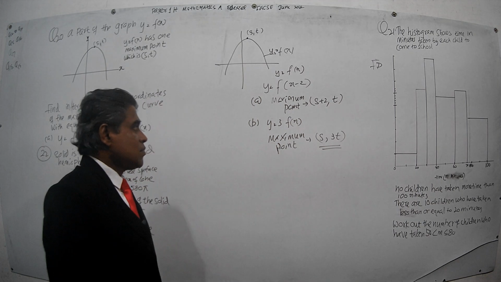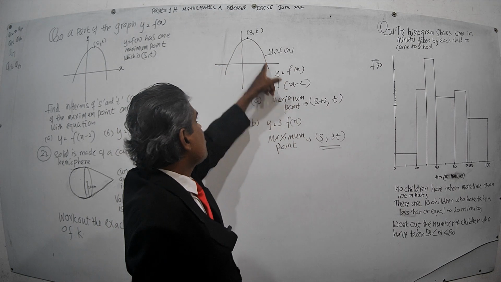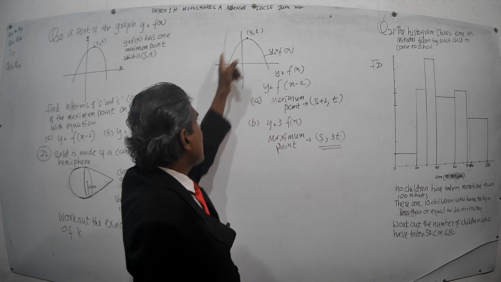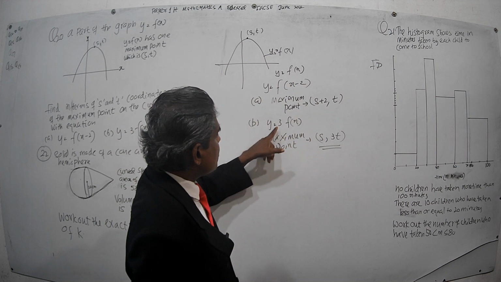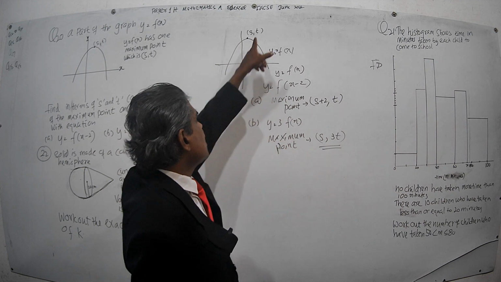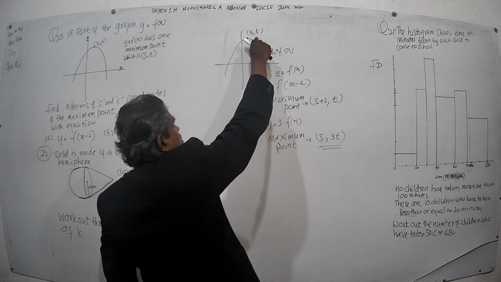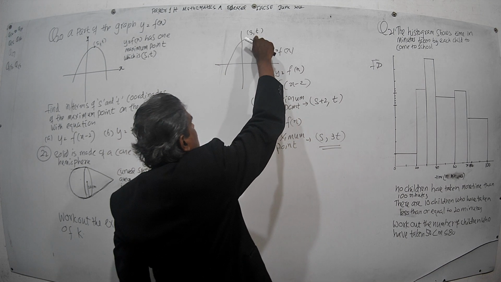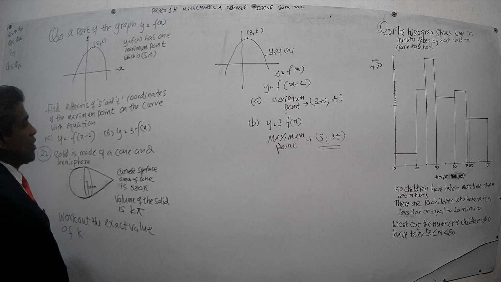In this case, the graph of y equals f(x) is this. To convert this graph into y equals 3f(x), f(x) has to be multiplied by 3. f(x) means the y value, so that value should be multiplied by 3. To find the maximum point of this graph, this y coordinate is multiplied by 3 and the x coordinate is constant. That is so.